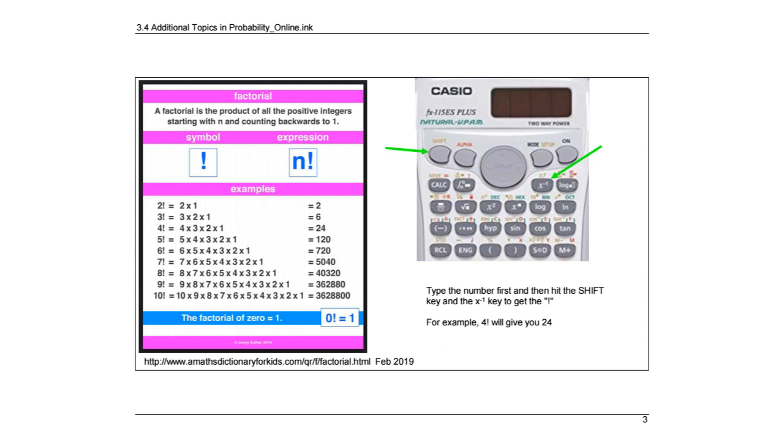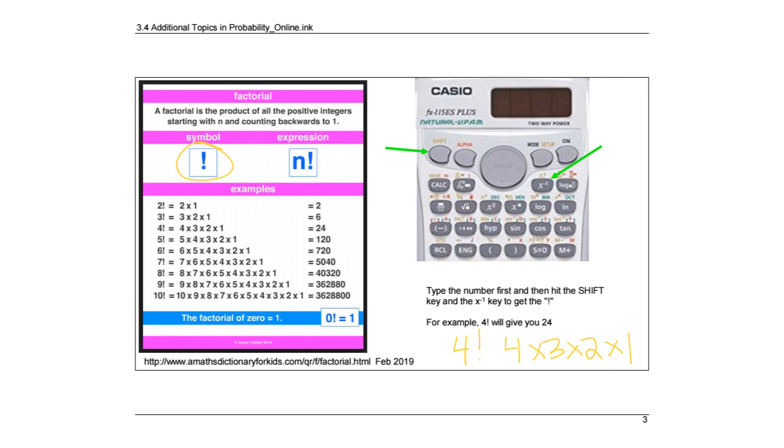All right, so first we're going to look at factorial. Factorial looks like an exclamation point. It is, but it has a different meaning in math. Let's say I give you 4 factorial. That means I'm going to just start multiplying backwards. So I'm going to have 4 times 3 times 2 times 1. And that would give me 24.